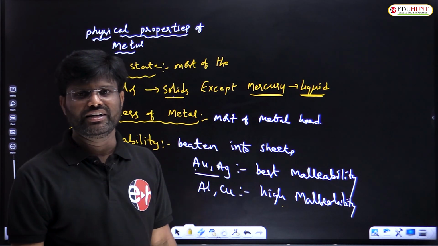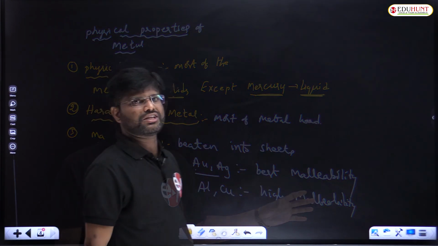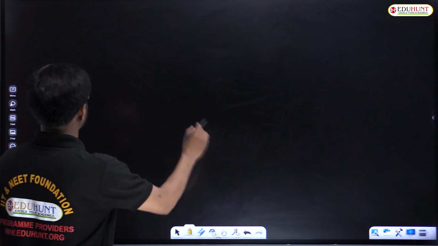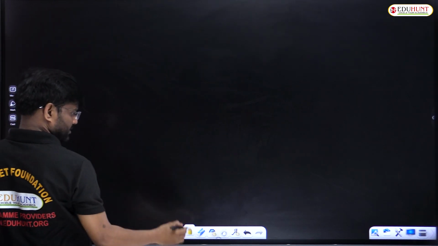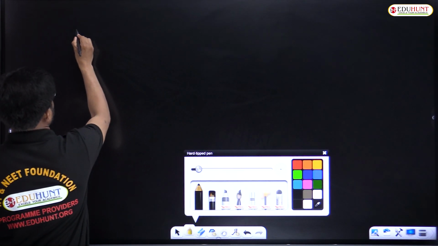Okay, children, understanding? Let us discuss the ductility nature. The property of a metal in which metals can be drawn into wires. Metals can be drawn into wires. That is called ductility. Ductility nature, the fourth one.